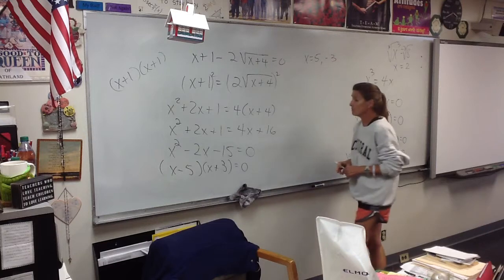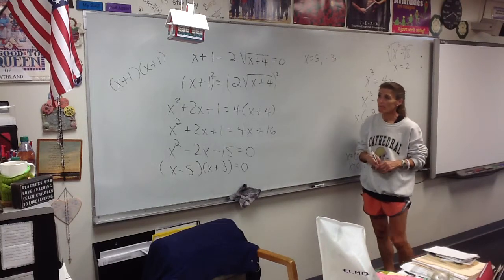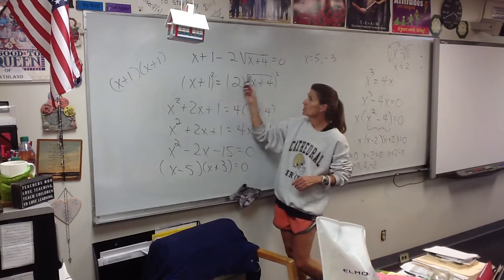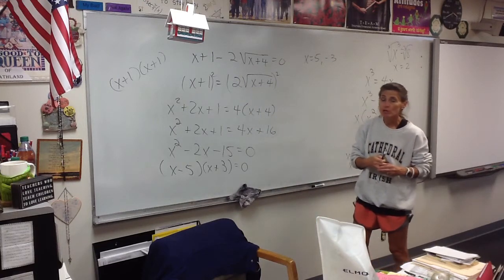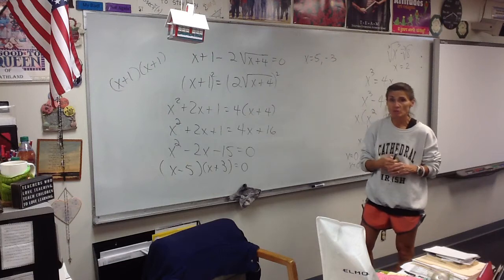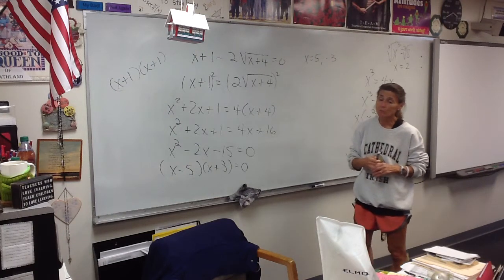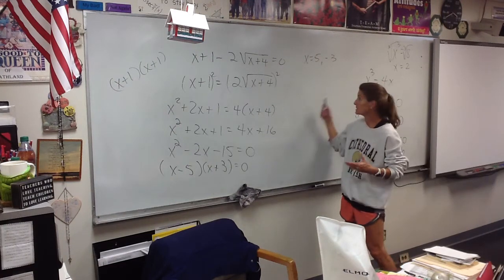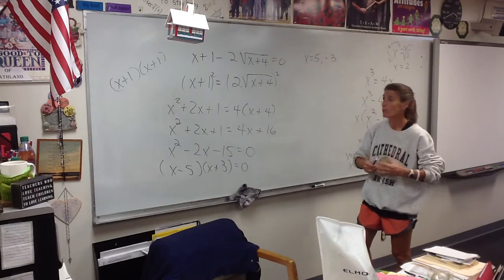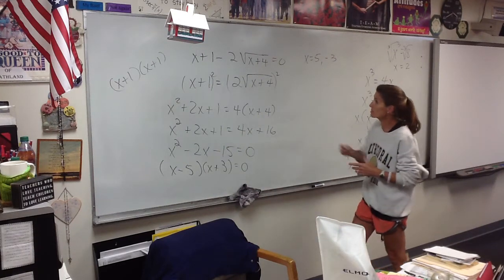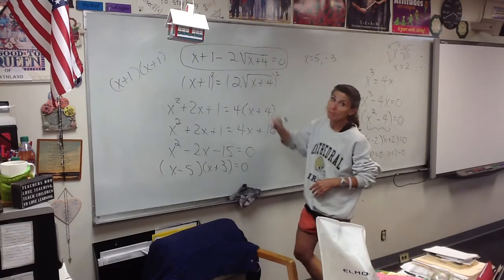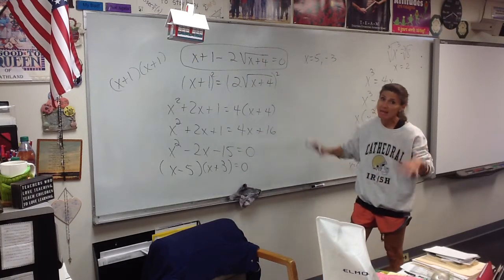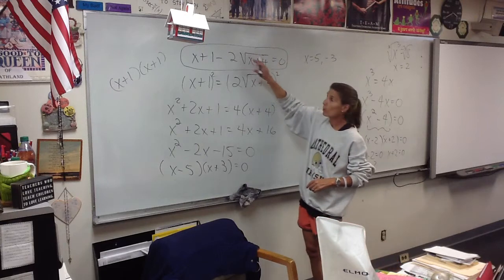But please, please remember, when you square both sides of an equation, you introduce the possibility of extraneous roots. Those are roots that, while you made no mistakes, they just don't work in the problem. So you need to check your answers. And when we check them, we're going to check them in the original problem. Please do not check them anywhere but the original problem.